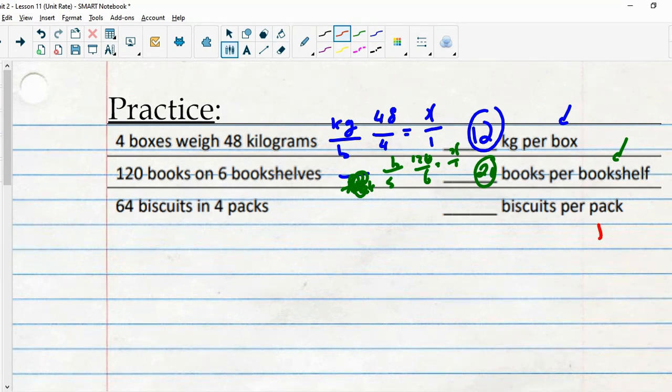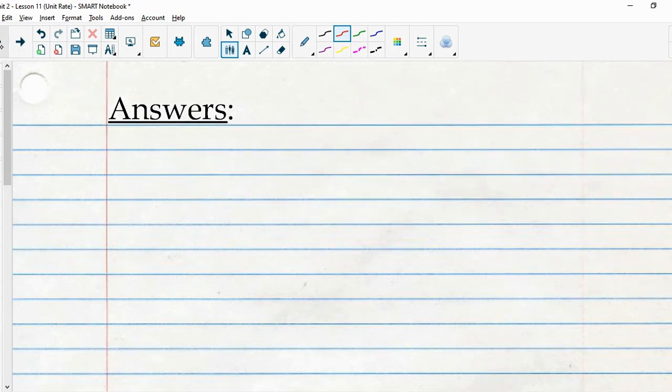How many biscuits per pack? So biscuits to packs. All right, 64 biscuits, 4 packs. How many in 1 pack? What is it? Yeah, 16 biscuits per pack. Okay, I think that's it. Not bad.